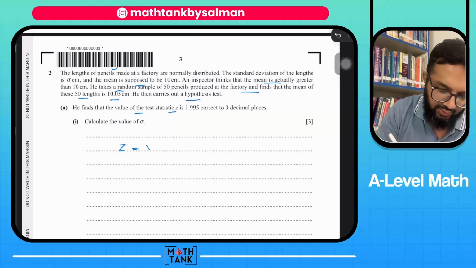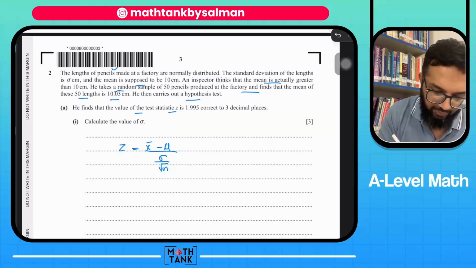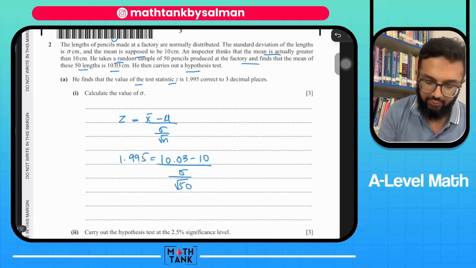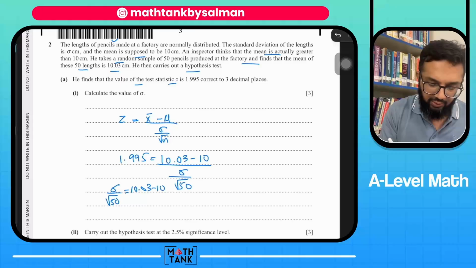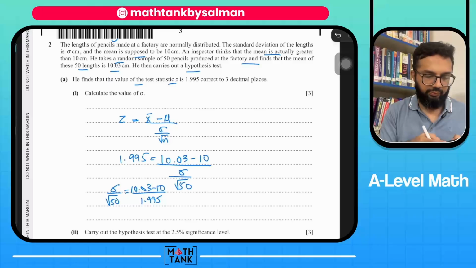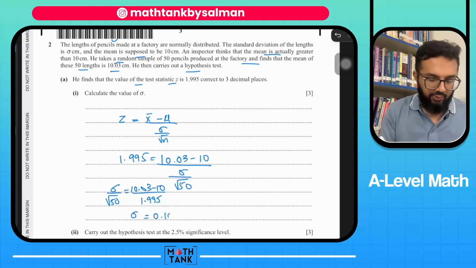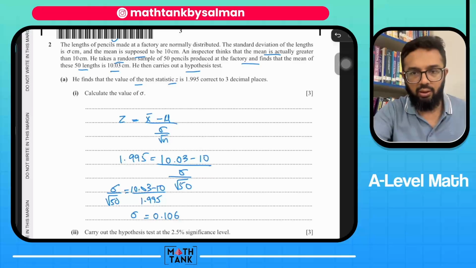So the test statistic is x bar minus mu over sigma over root n. Let's find out the value of sigma. So that's 1.995 equals 10.03 minus 10 over sigma over root of 50. This is simply solving for sigma. So sigma is 0.106. I think that should be the correct answer.